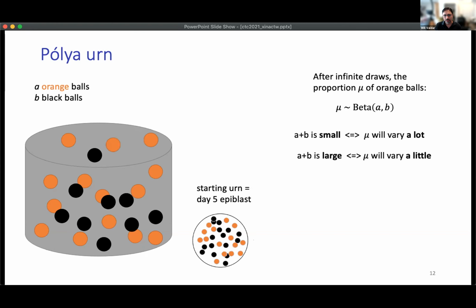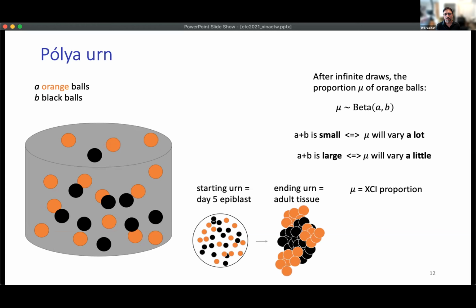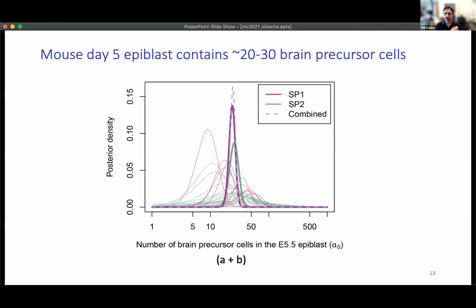So the metaphor here is obviously that the starting urn corresponds to the day 5 epiblast. The ending urn corresponds to the adult tissue. And the proportion of orange balls corresponds to XCI proportion, right? The X-inactivation ratio. And so the intuition here is that the variation in XCI proportion going from mouse to mouse tells you something about the number of starting balls. In our case, it tells us about the number of cells in our measured tissue, the brain, the number of brain precursor cells in that day 5 epiblast. And that number we estimated to be between 20 and 30 brain precursor cells.